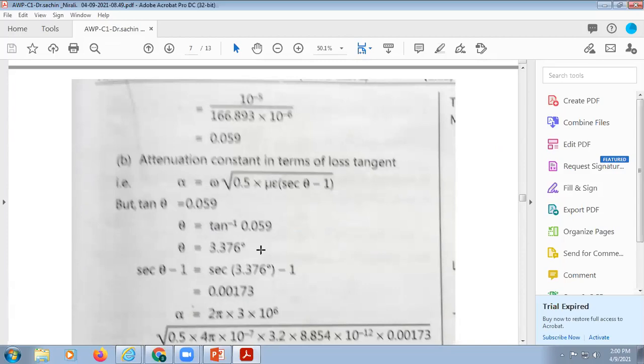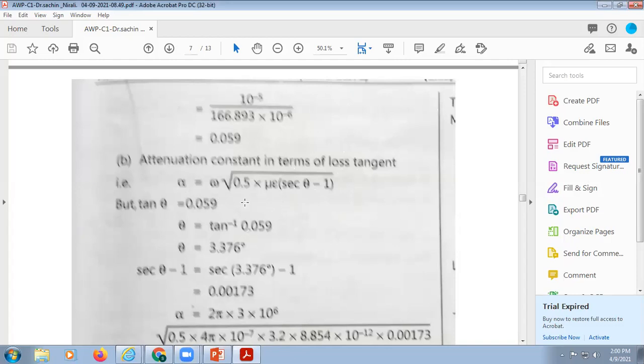The B part is nothing but attenuation. So the loss tangent is 0.059. B part is the attenuation constant in terms of the loss tangent. We have many formulas related to the attenuation constant and the phase constant, but you need to refer to the one for the particular quantity you want. Here we are interested in calculating the attenuation constant in terms of the loss tangent.